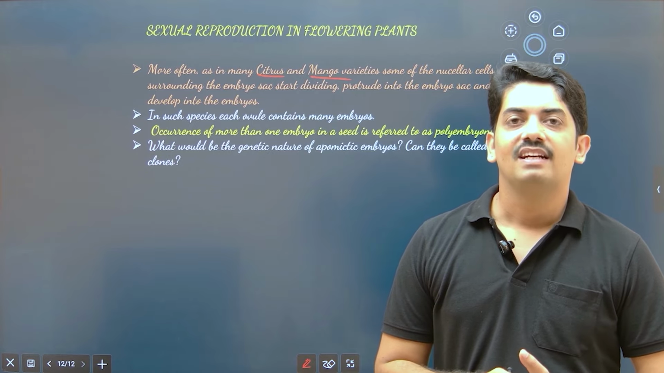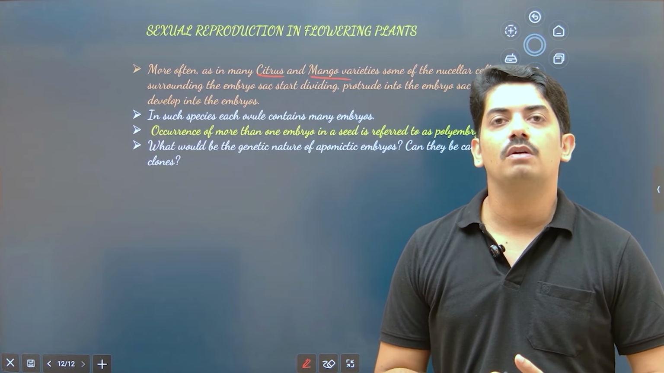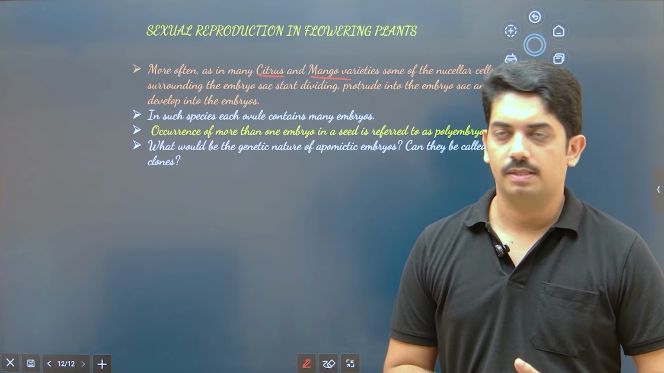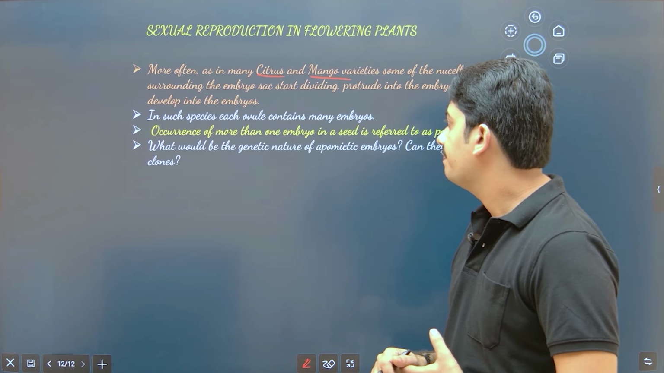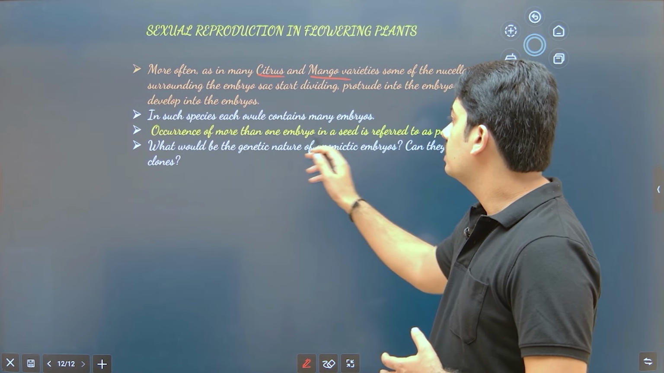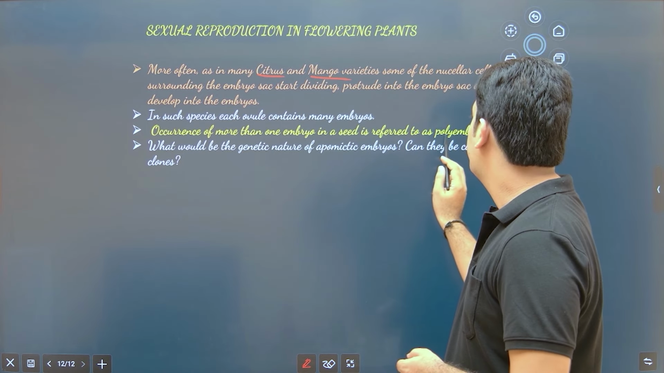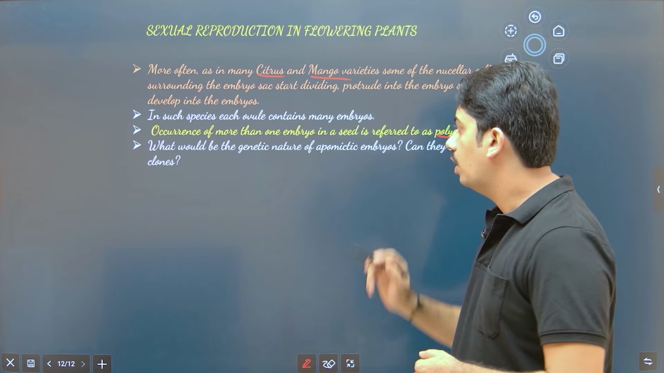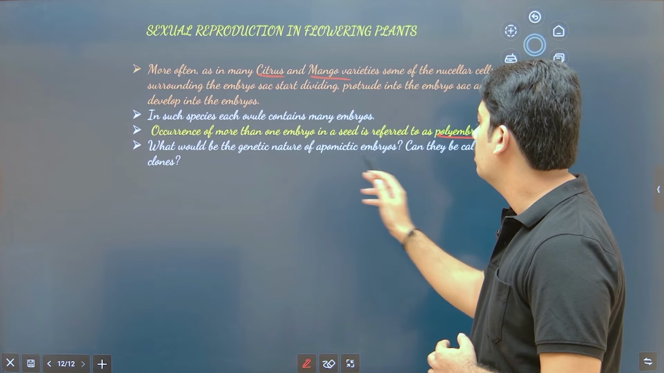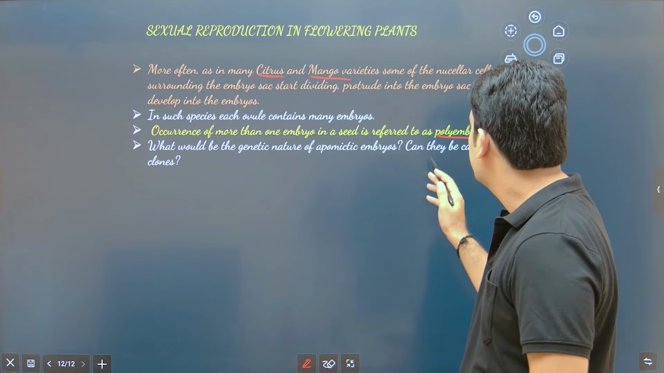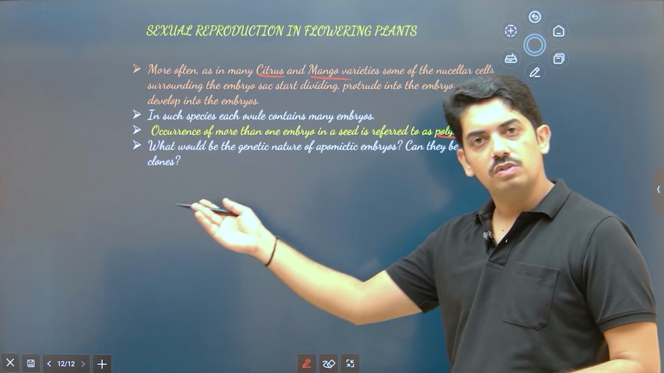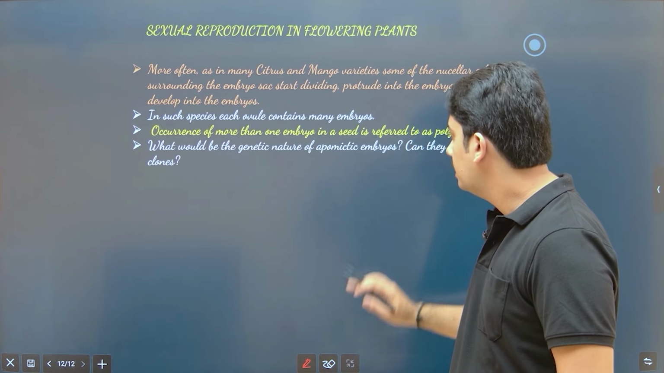Okay, that means from one seed you can observe multiple embryos. That condition is called polyembryony. The occurrence of more than one embryo in the seed is referred to as polyembryony. What would be the genetic nature of apomictic embryos? Genetic nature, they are clones. Can they be called clones? Of course, yes, they are clones.